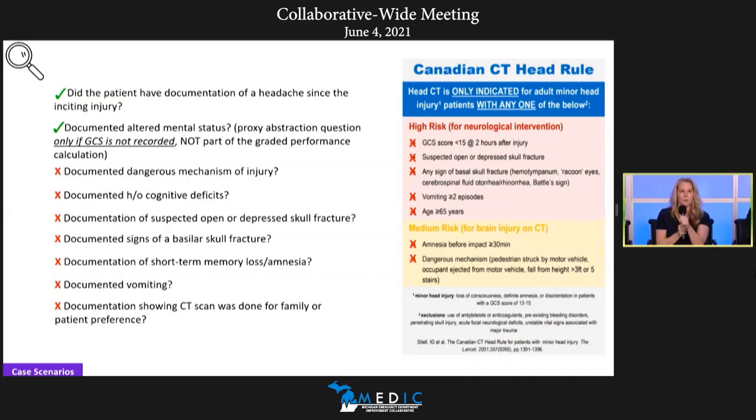So again, when we look at our CT head rule, there was no real indication that they needed to do that. Again, we're not addressing the C-spine issue on this particular one. And of course, in this one, he had both the head and the C-spine scanned. Okay, let's go to the next one.